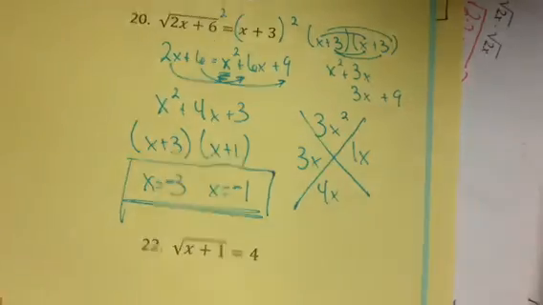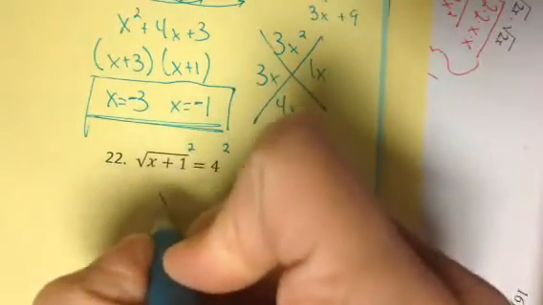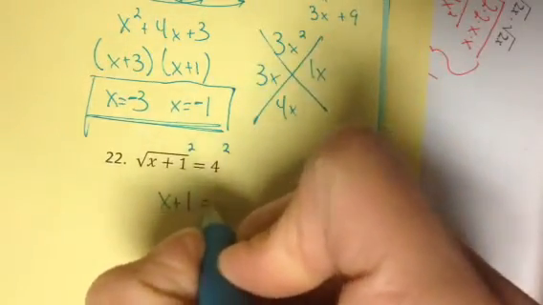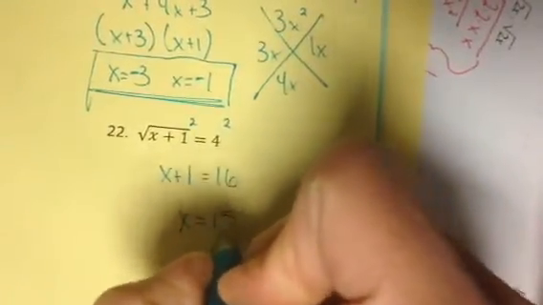Okay? Next one, solving for x, isolate the radical. It's isolated. I'm going to square both sides. And that gives me 16. There's just one type of x. Get x by itself, move it over, and you get 15.